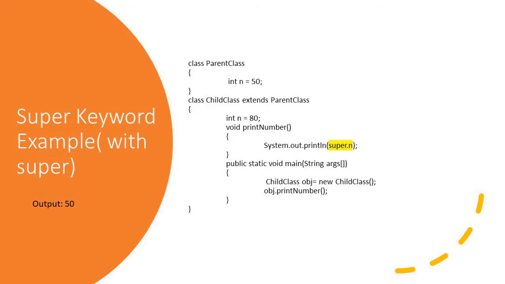This is the same program that we have just discussed. Here, super.n refers to the variable n of the parent class. So, the output of this program will be n equals 80. This is because super.n will call the value of n that belongs to the parent class, which, as we can see, is 50.